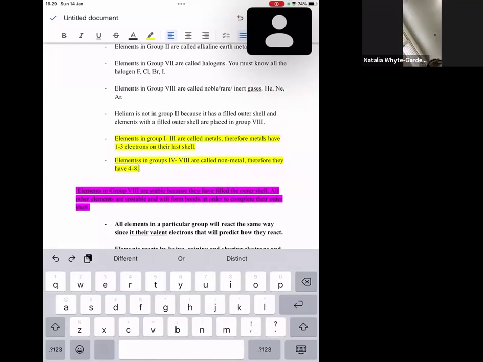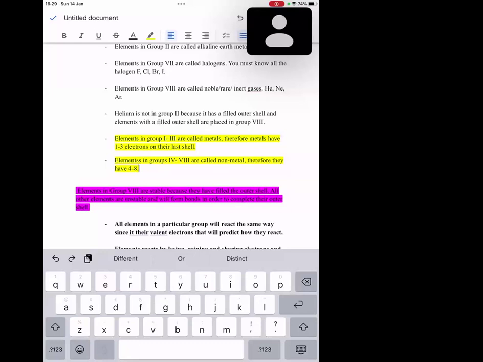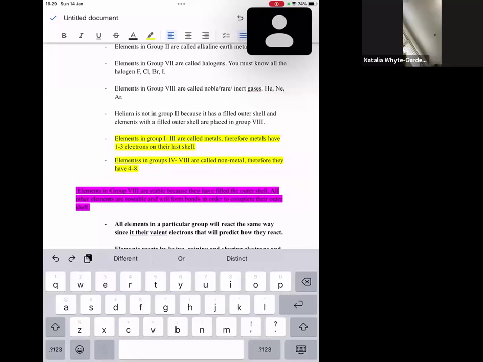So the reason we have formulas anyway is because elements are unstable, and to become stable, they need to have a filled outer shell. They need to have a what? Filled outer shell. In order for them to have a filled outer shell, they will need to form bonds. This is the fundamental basis on how formulas are created.